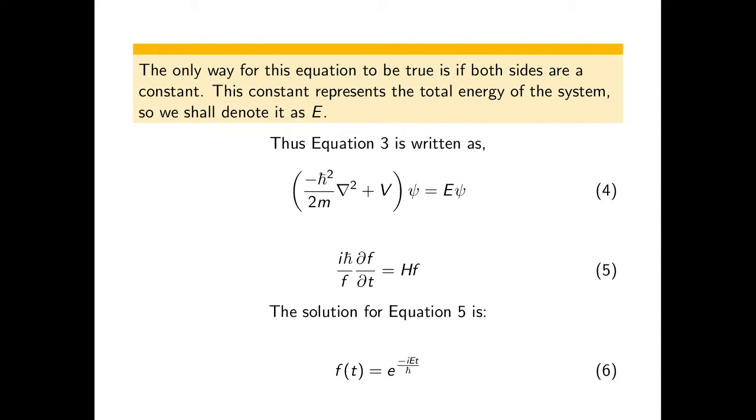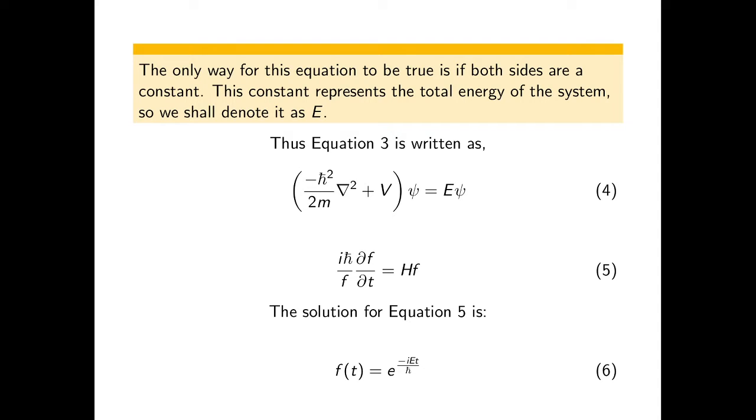Okay, so the only way that this equation can be true is if both sides are constant. This constant is the total energy of the system, so we're denoting it as E. So equation 3, what we just found, is written as minus h-cross squared by 2m del squared plus V psi, which is equal to E psi. Now you might notice that this equation looks very familiar. This is Schrodinger's time-independent equation.